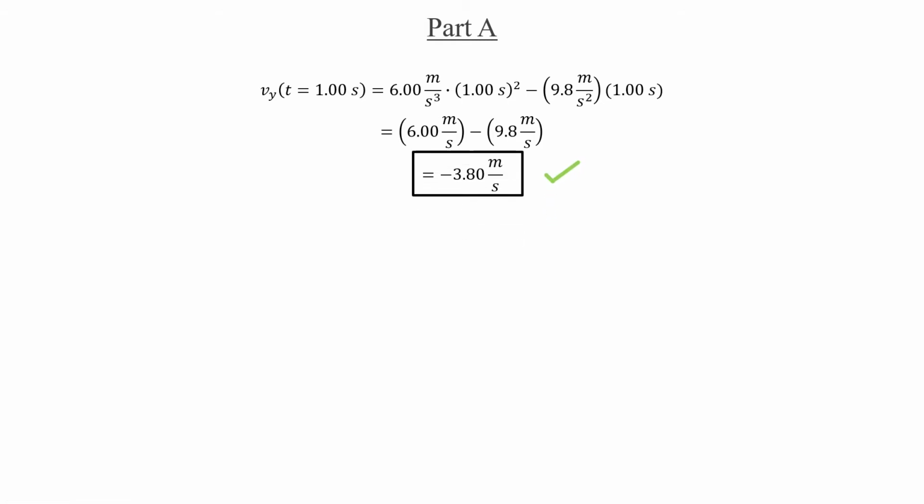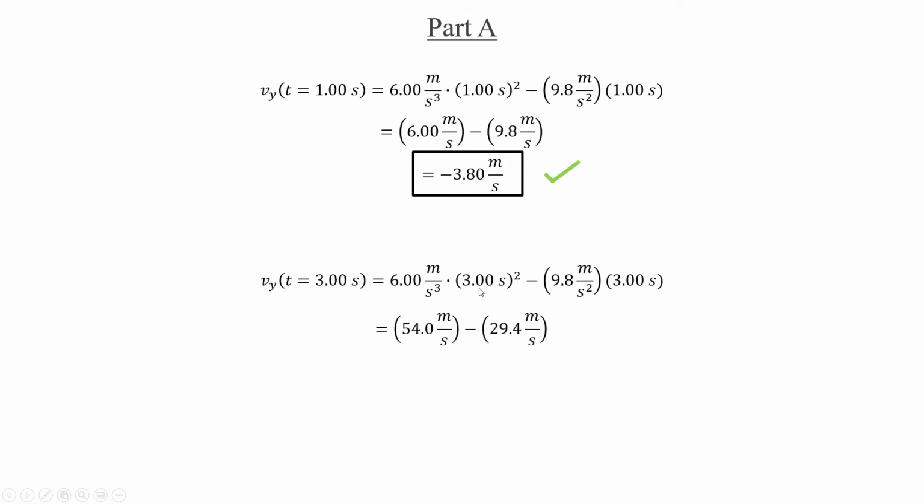We have to get the other one, though. We have to get the velocity at 3 seconds now. And it's the exact same process, but instead of entering 1 second for t, we're entering 3. Same idea. So it's 54 minus 29.4 meters per second, which is 24.6. And that is the other solution for part A. And part A is now done.